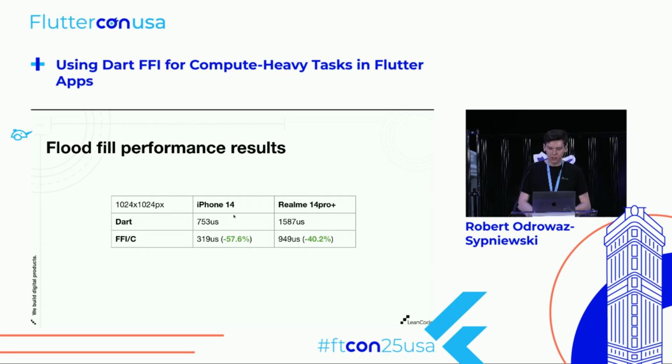And results on iOS, by just switching to C, it's exactly the same algorithm. We are reducing the time by 57%, and on Android the gain is slightly smaller at 40%, but it's still quite significant without any additional optimization other than switching to a different language.